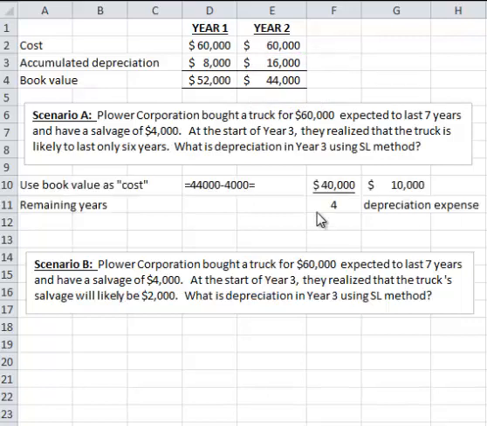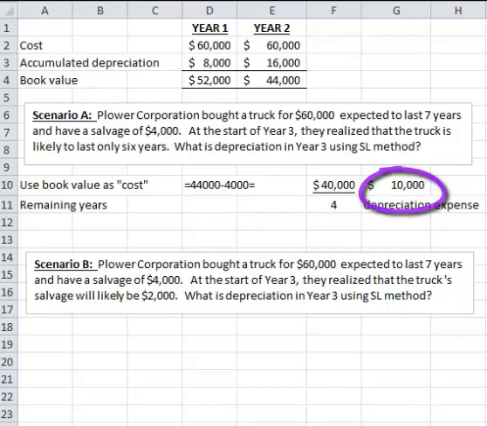So we would take book minus salvage, $40,000, and divide it by the remaining years. So the remaining years is the current year and any future years. So year 3, 4, 5, and 6, that would be 4 years remaining. So going forward, instead of $8,000, we would depreciate $10,000 a year.